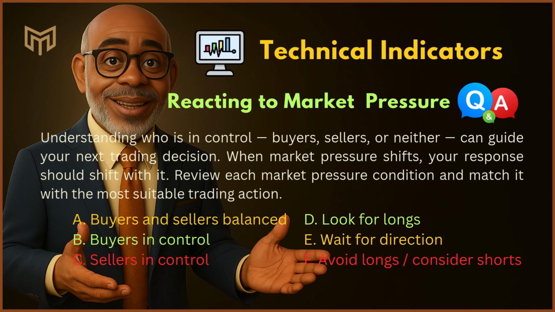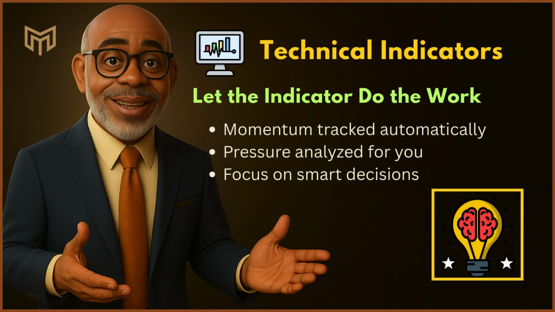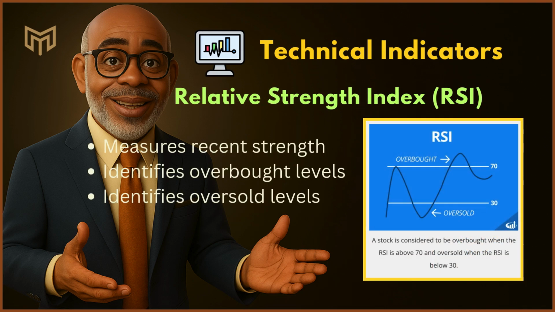Trading decisions should reflect who is in control, not personal bias. Tracking momentum and market pressure may sound complex, but you don't have to calculate it manually. Leading indicators automatically analyze these shifts for you. That allows us to spend less time guessing and more time making smart, disciplined trading decisions. Now let's explore three of the most common leading indicators.